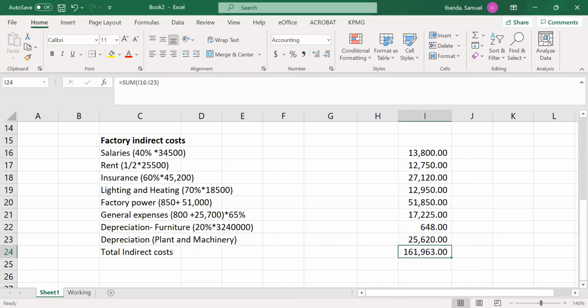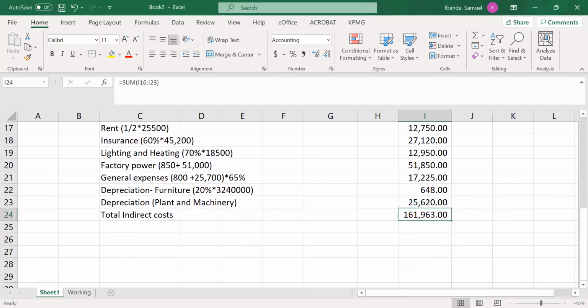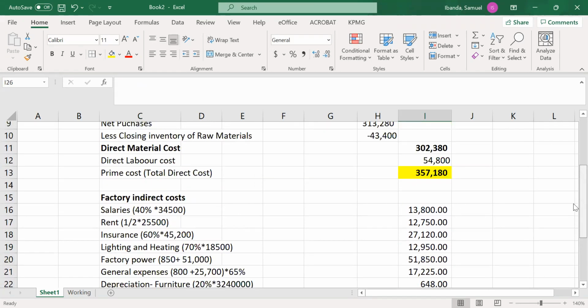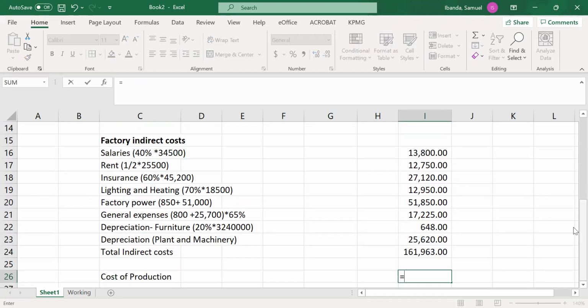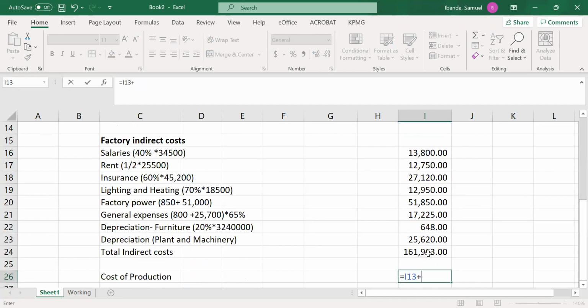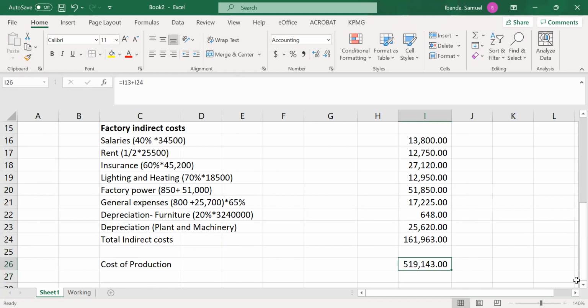These are the total indirect overheads that we have. So we can just add up with our direct costs. Remember, we had gotten our direct costs. So when you add the direct costs to the indirect costs, you get what we call cost of production. So our cost of production will be this plus this, which gives us 519,143. That is our cost of production.